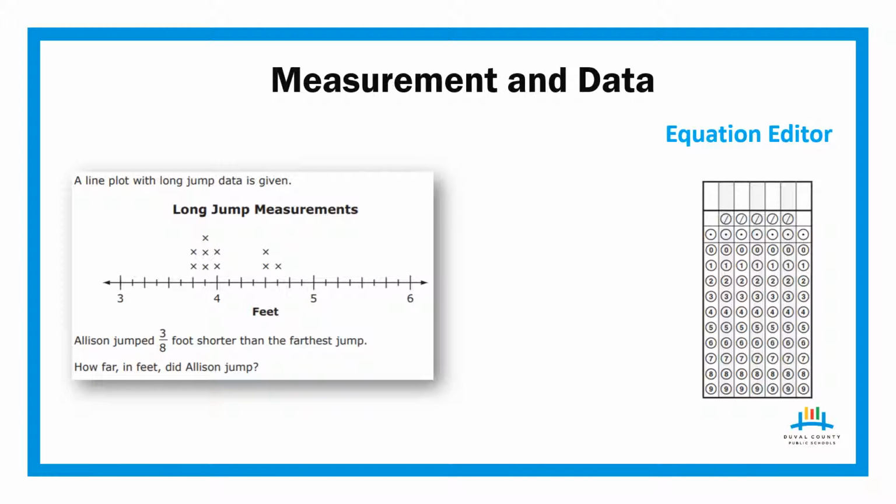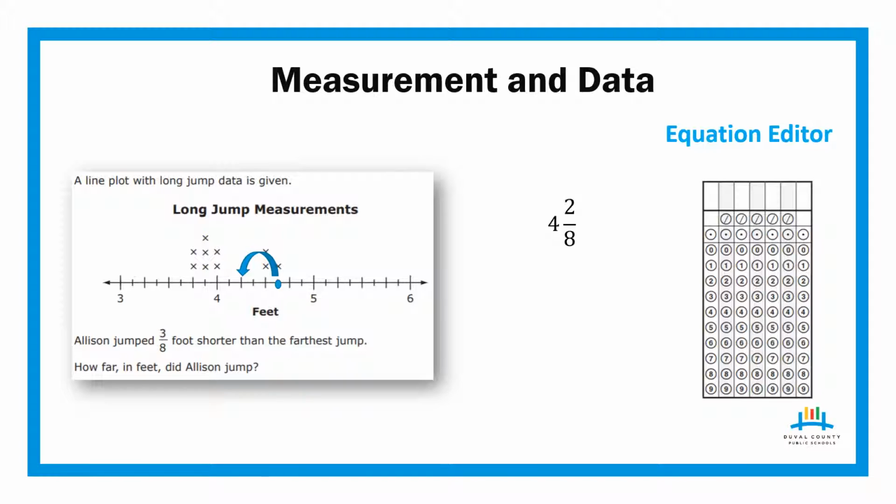Let's take a look at this problem. A line plot with long jump data is given. Allison jumped 3/8 foot shorter than the farthest jump. How far in feet did Allison jump? As I analyzed the line plot, I noticed that the longest jump is located at 4 5/8 feet. 3/8 foot shorter would be at 4 2/8 feet.